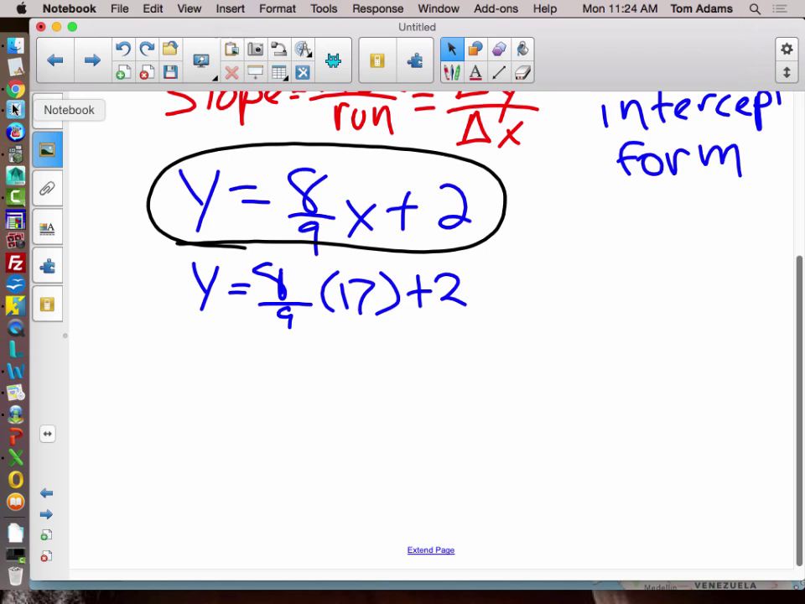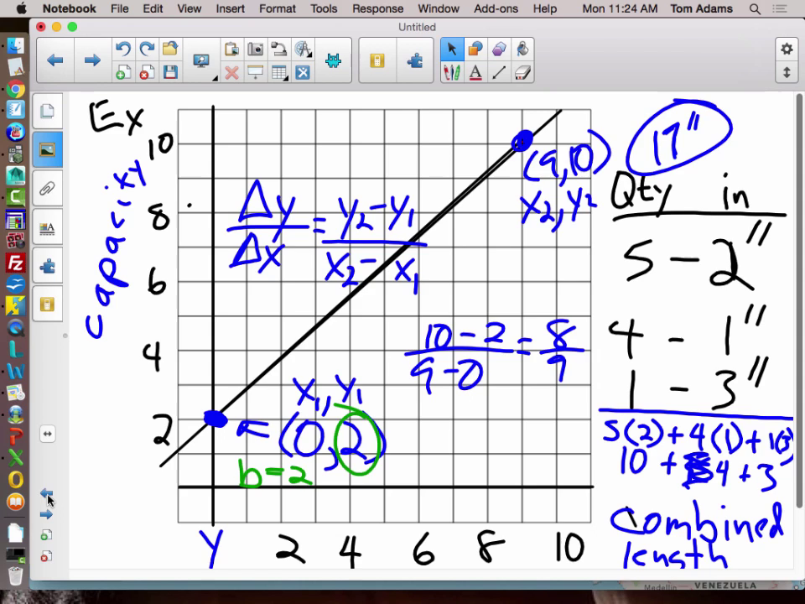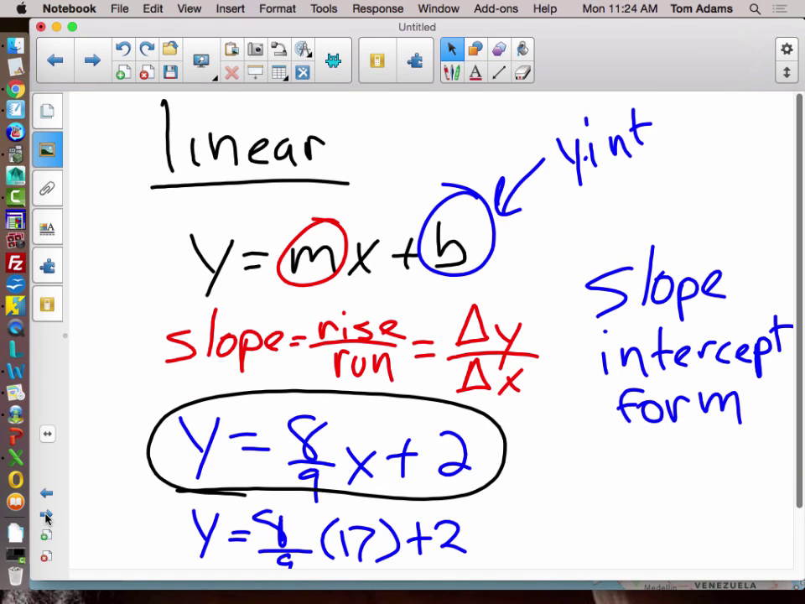Boy, we covered an awful lot in this one example. What does that equation represent? Let me remind you, it represents that line. We said that this graph was a linear graph, and we could represent that mathematical relationship because it's linear. We know that a linear equation is going to be in the form of y equals mx plus b. And we went back and we did the math, and we said it was 8 over 9x plus 2.